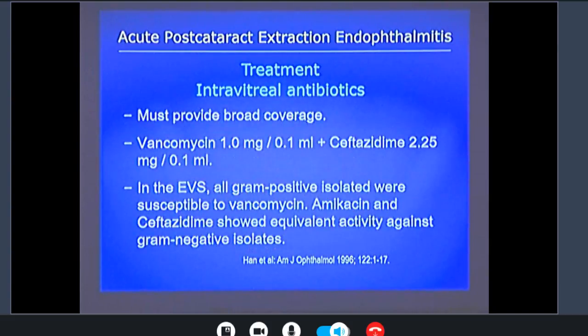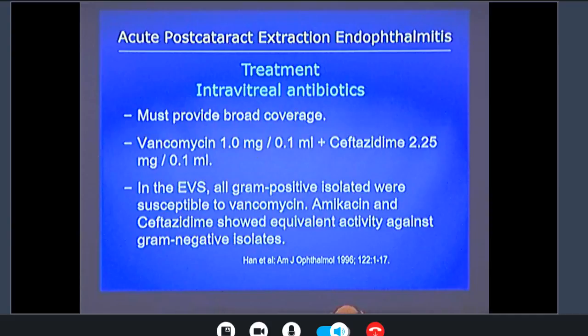How is the treatment? As I said, we get a culture and we wait for the results, but at the same time, we should inject intravitreal antibiotics empirically. That means we should use a combination that can cover both gram-positive and gram-negative. As I said, gram-positive isolates account for about 94%, and gram-negative only 6%. So we combine an antibiotic to cover gram-positive, like vancomycin, which is the best choice, 1 milligram in 0.1 ml, and ceftazidime to cover gram-negative isolates, 2.25 milligram in 0.1 ml.